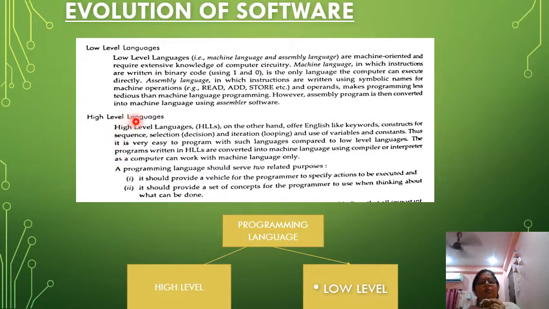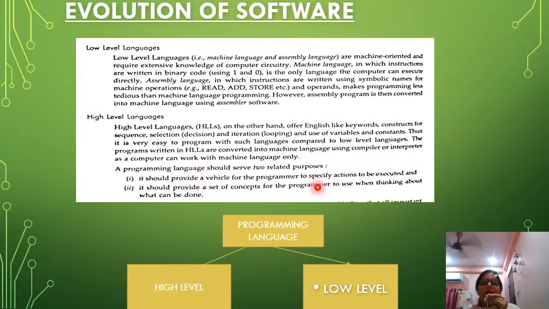Now, presently what we are studying is a high level language. The high level language, on the other hand, offers English keywords and constructs for sequence, selection or decision, iteration or looping, and use of variables and constants. In this we use functions. It is very easy to program with such a language compared to the low level language.